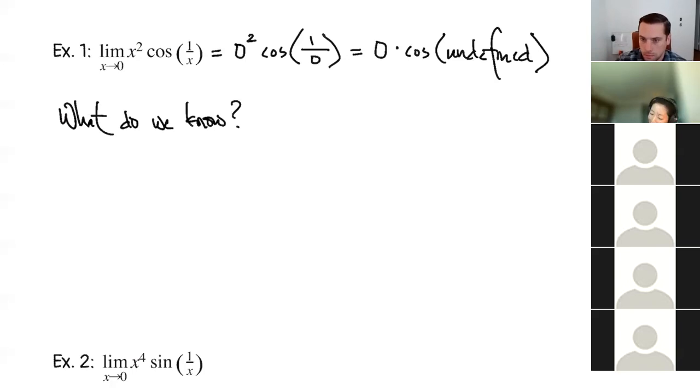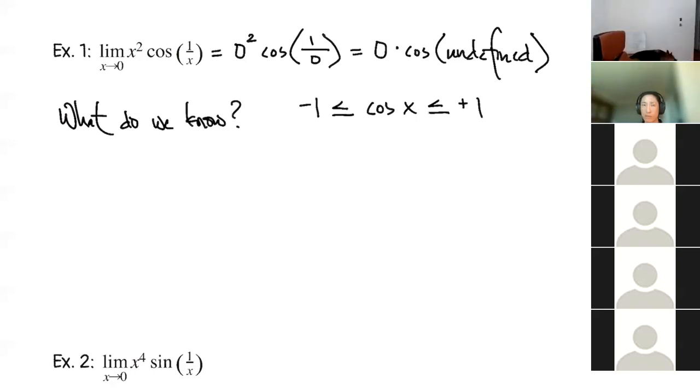-1 and 1, yes. Okay, so this is what we're gonna do. We're gonna use that and we're gonna start to build our sandwich. And so we're gonna say that -1 is gonna be like one slice of bread, and that's less than or equal to cosine of x is less than or equal to +1. Okay, so we are starting to build our sandwich.